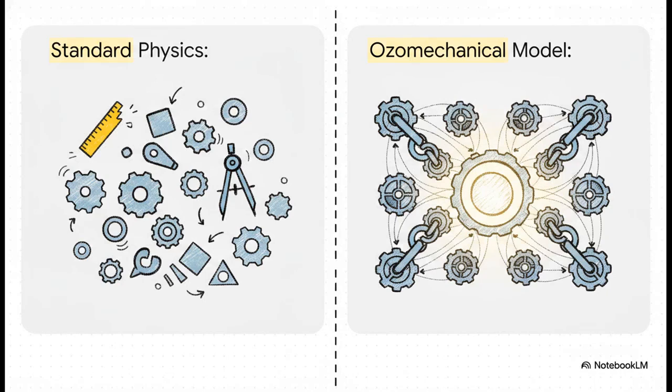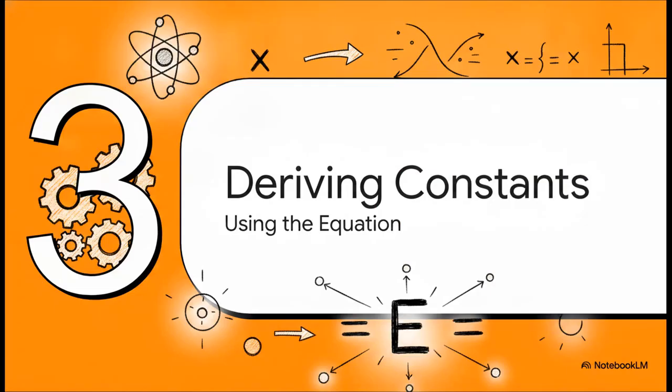It completely flips the script. In standard physics, quantities like the fine structure constant or the Bohr radius are distinct, they're fundamental, and we mostly just derive them from physical measurements. But in the Ozoomechanical model, those electromagnetic constants are merely expressions or derivations of that one single underlying coupling parameter. So we're moving from a really fragmented view of nature's numbers to a highly unified one. So how does this actually play out in practice? Let's get to Section 3, deriving constants, and putting that master equation to work.